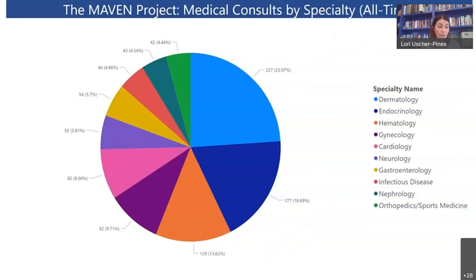This slide includes some details on the most common specialties within the Maven project. And as you can see, dermatology, endocrinology, and hematology are some of the highest volume specialties. Next slide.